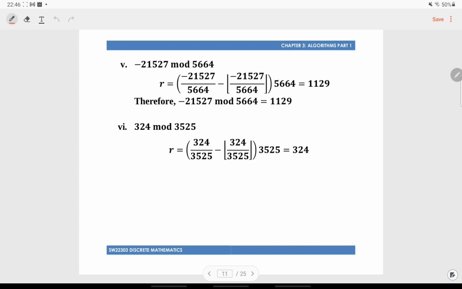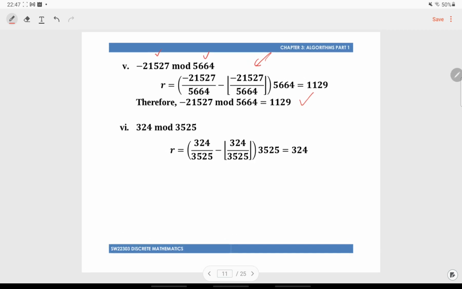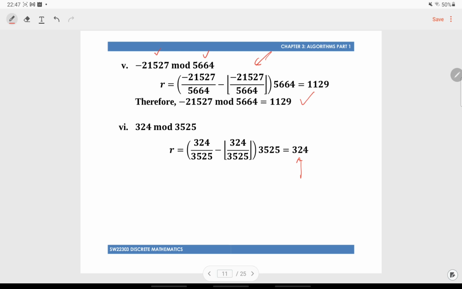For the next one, again a negative value, no problem. Just insert the value for the dividend and divisor into this formula. So we obtain the value for r, the remainder, which equals 1129. And for the last one, again the modulo, but this time the dividend is smaller than the divisor. So the remainder is equal to the original value of the dividend, 3224.